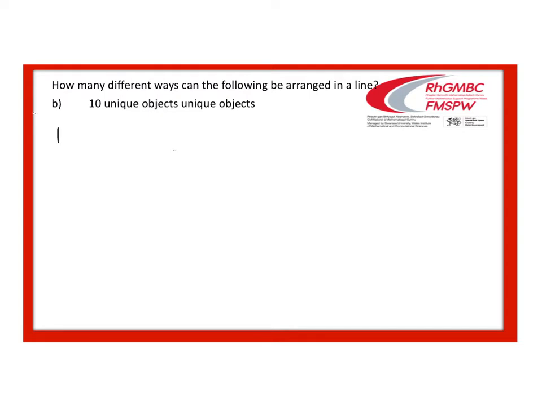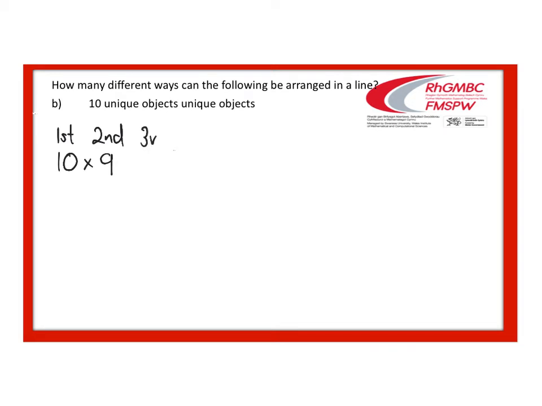Now, for my first object, I can pick 10 possible items. So there's 10 possible ways we can pick that first one. Now if I think about what can happen for my first two, so for my second object, I've already used one of the unique objects, so I have 9 remaining. So we get 10 times 9 possible ways those first two can happen.